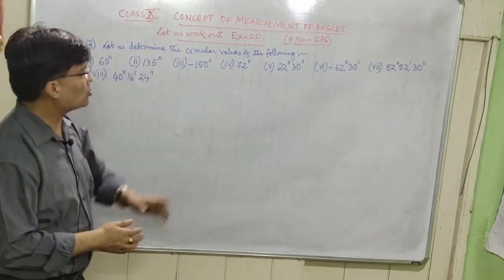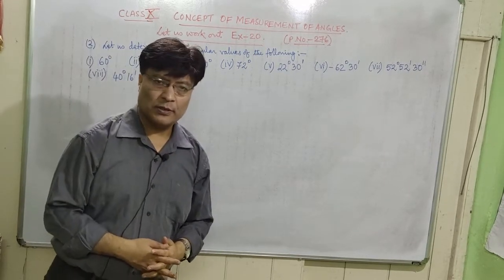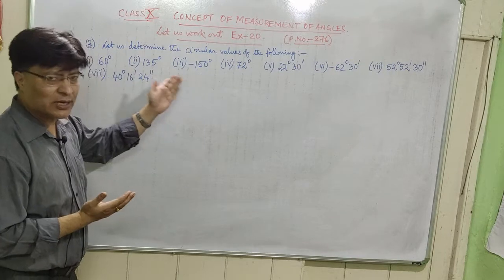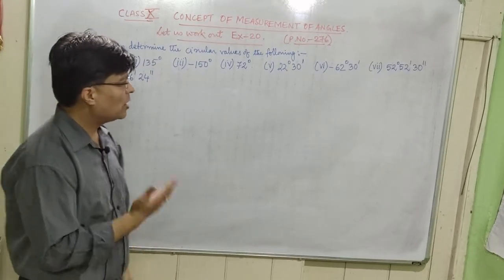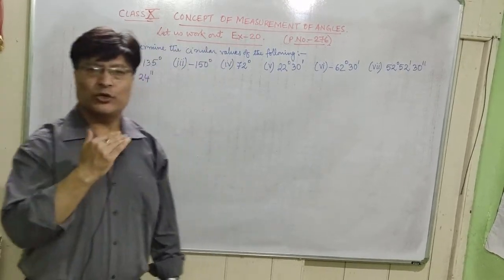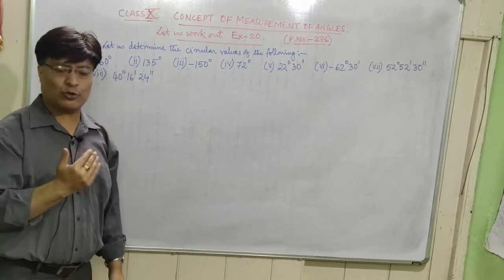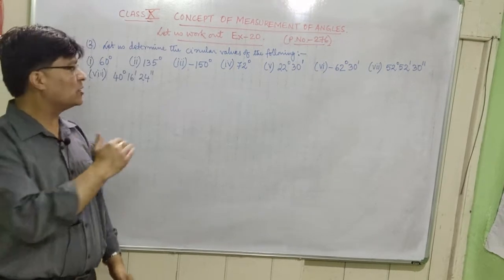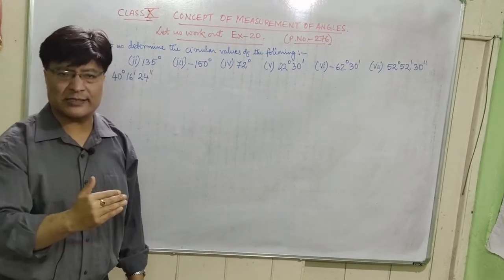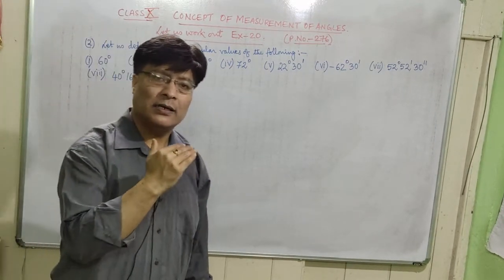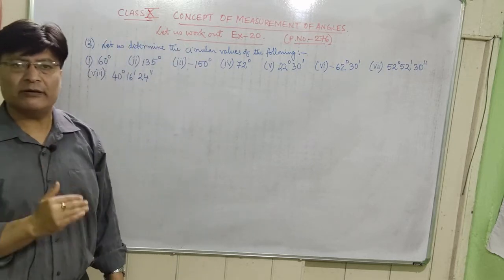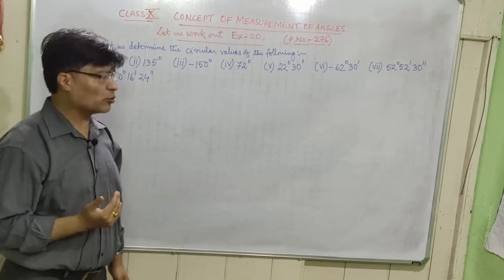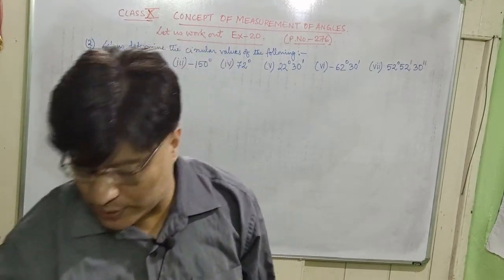Let us determine the circular values of the following. Here the angles are given in terms of degrees, minutes and seconds. You have to convert into circular measure. Circular measure means in terms of radians. You have to convert this sexagesimal system, that is the angles given in terms of degree, minutes and seconds, into radians, that is in terms of circular measure. Okay, so let's do this question now.